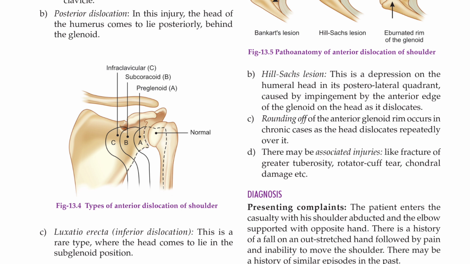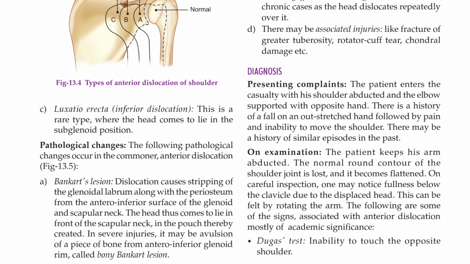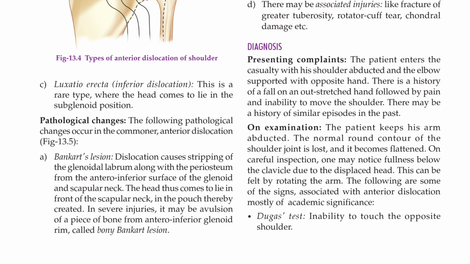So there may be associated injuries like fracture of the greater tuberosity, rotator cuff tear, and chondral damage, cartilage damage. So how are you going to diagnose this kind of case? So diagnosis: presenting complaint. What is the complaint then?